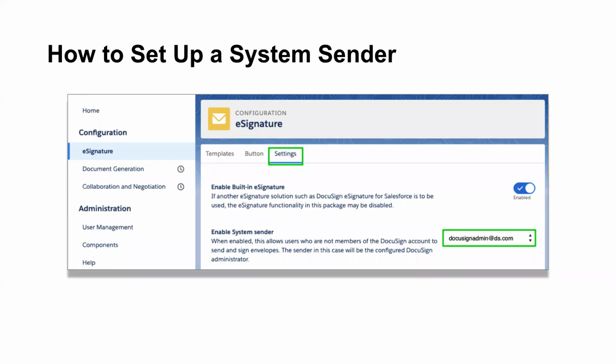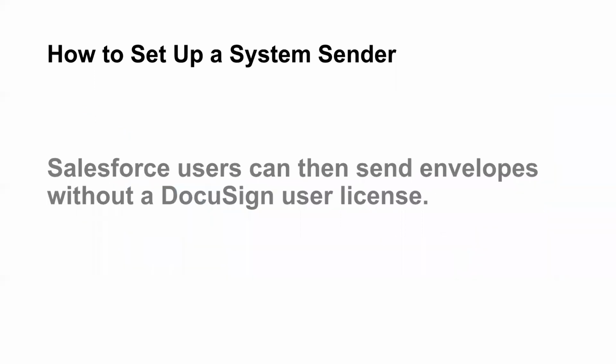And what you do here is you need to grab a DocuSign administrator user from the drop-down list to the right. So the user has to be created and activated and be an admin. But once you do that, this user can send on behalf of other users, essentially. So Salesforce users can then send envelopes without a DocuSign user license. This just helps you manage your user pool.